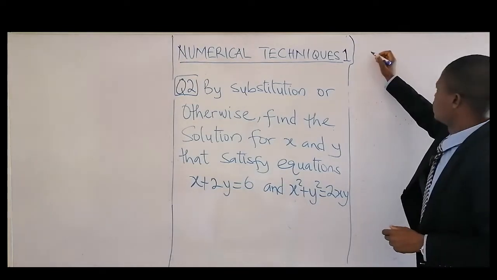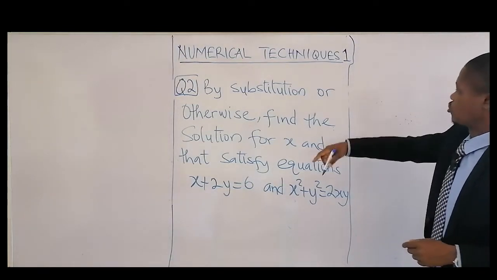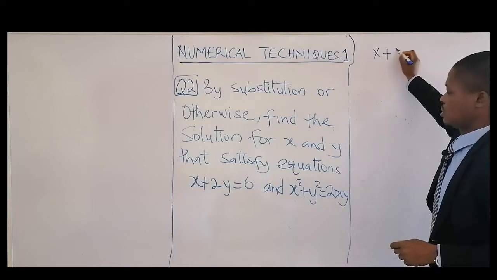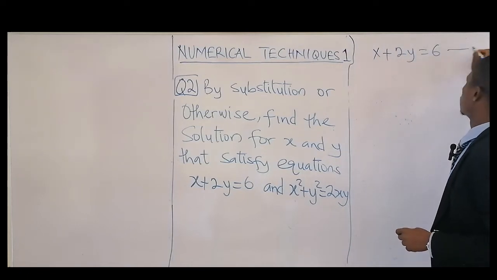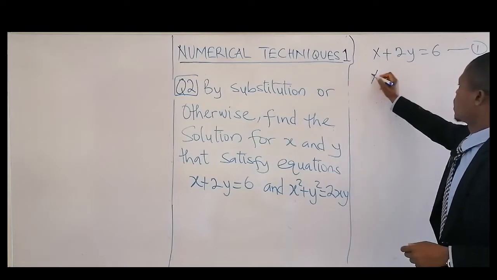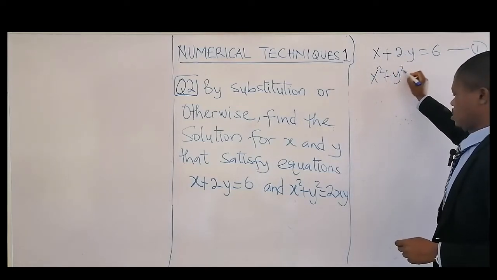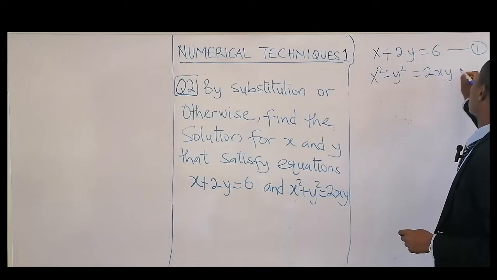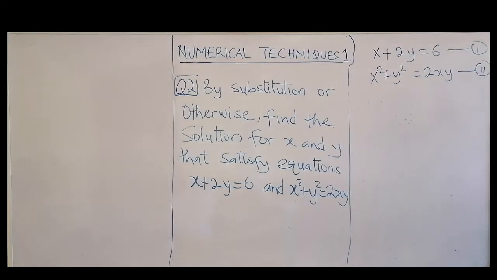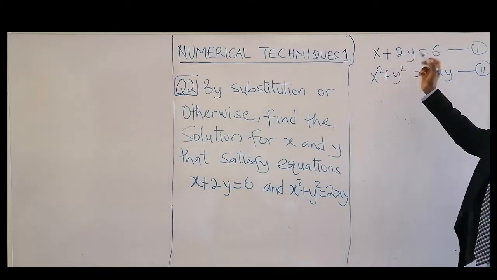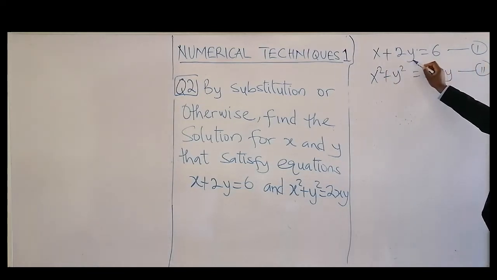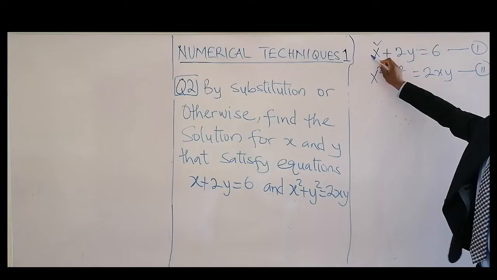Yeah, question 1. We have the first equation, that's x plus 2y equal to 6. Call this one equation 1. The second one, x squared plus y squared equal to 2xy. Call this one equation 2. Okay. From 1, this is a linear equation. We can make either x or y the subject. But if you go for y as the subject, it's going to generate a fraction. So it's better to go for x, because the coefficient here is 1.